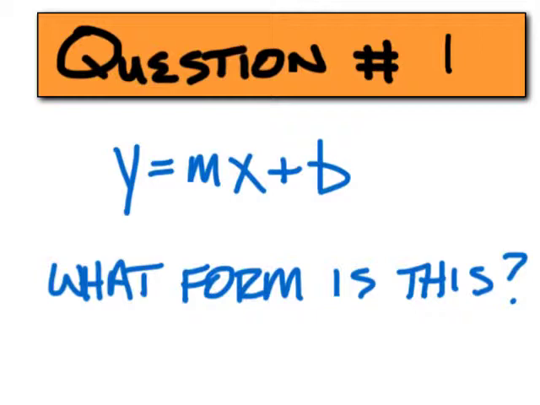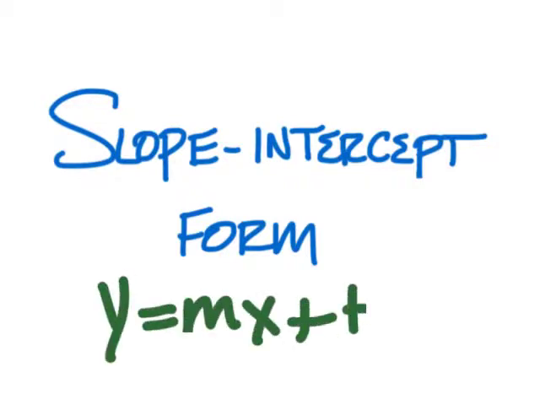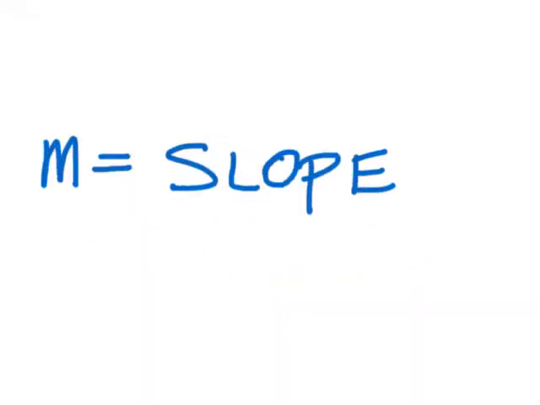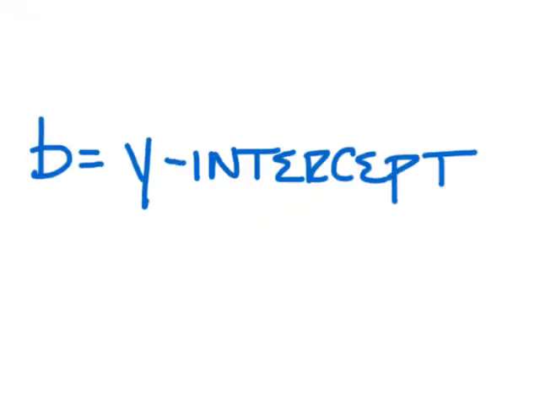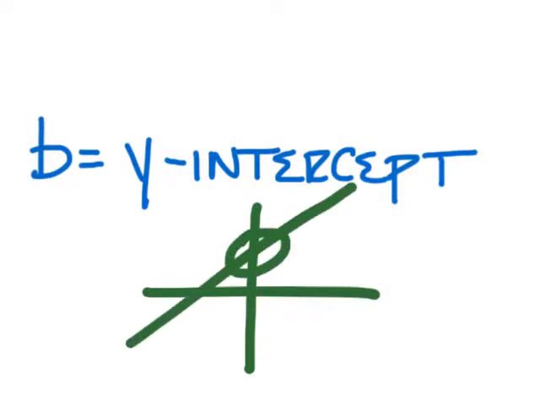Question 1, y equals mx plus b. What form is this in? Name of that form, y equals mx plus b, is slope-intercept form. You must know that. Question number 2, what is this? What is the m in y equals mx plus b form? What does it stand for? It stands for the slope. Question number 3, what does the b stand for? Y-intercept. That is where a line will cross the y-axis.